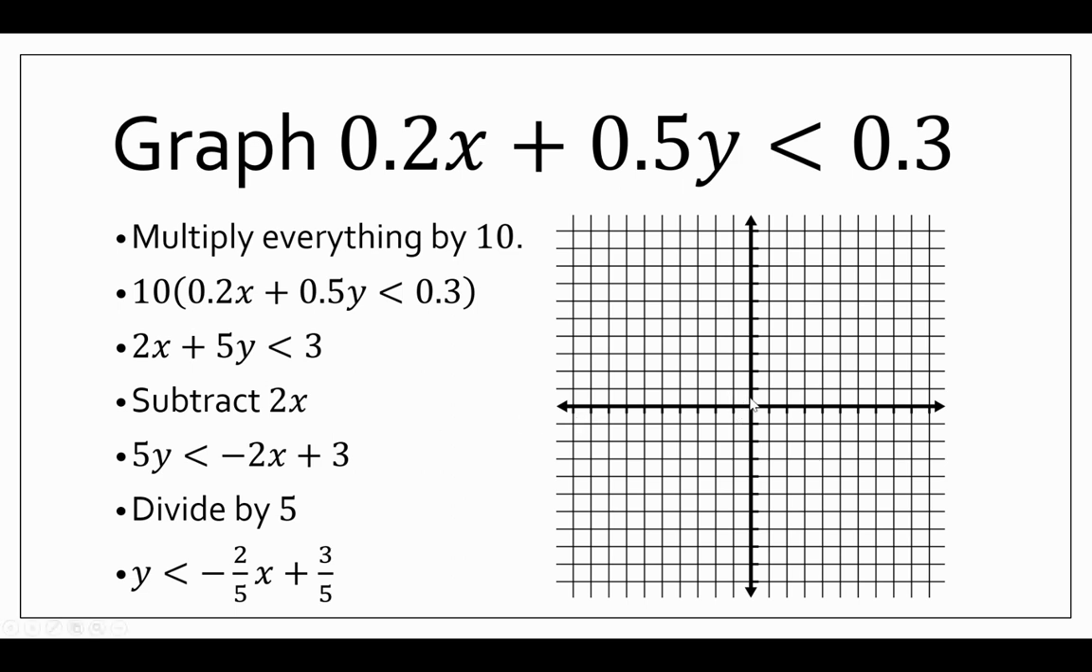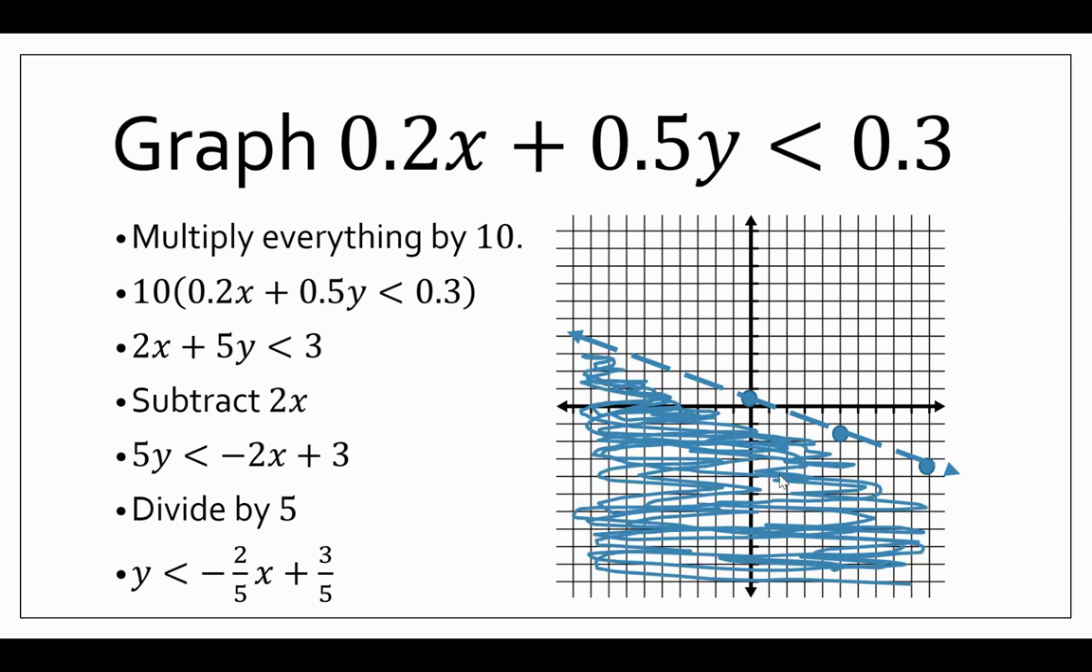So 3/5 is just a little bit above the 0. And our slope, negative 2 over 5. So we're going to go 2 down, 5 to the right, 2 down, 5 to the right. So we have our 3 points. This is a simple less than, so this will be a dashed line or an open line. And since y is less than, we're below. So we're shading the below part.